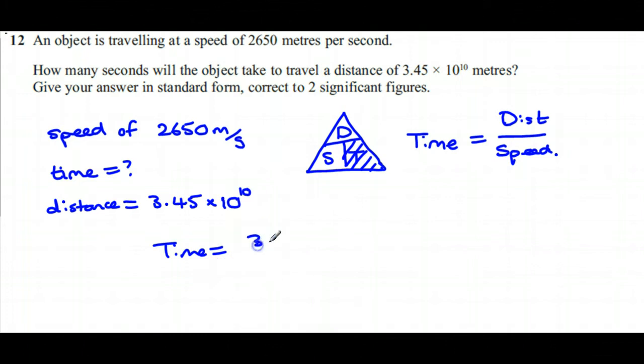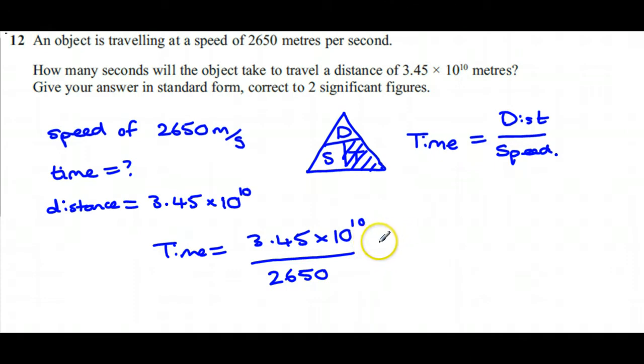The distance is 3.45 times 10 to the 10, and we're dividing that by 2,650. Now ideally you should be able to just plug those numbers into your calculator and get an answer in standard form. Or you might need to convert it back to standard form afterwards.